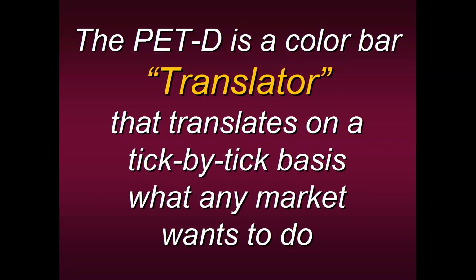So the PET D is a color bar translator, all right? It's not a predictor. It doesn't predict how high or how low something will go. It doesn't generate buy or sell signals. It's simply a translator. It translates on a tick-by-tick basis what any market, any time frame wants to do. And that's a tremendous edge.